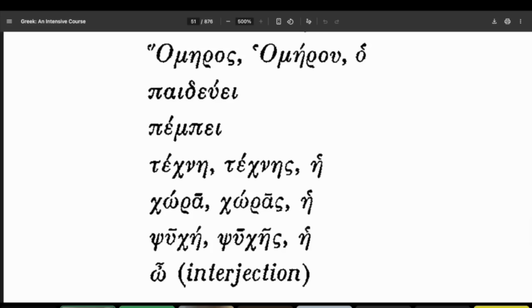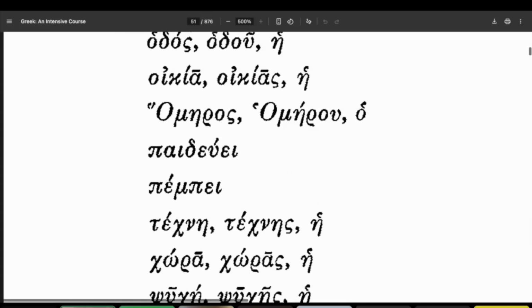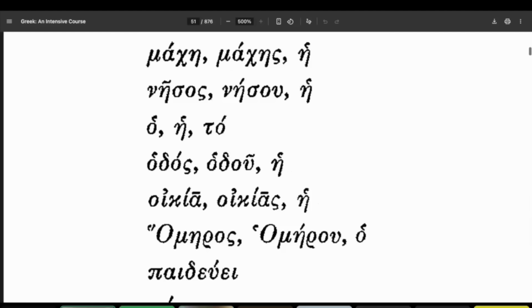To teach. Beautiful. Homer, you know Homer. Oikia. What is an oikia? House. It's a house, yeah. And there's been a bunch of different words for house, and oikia is kind of like the household. It's how the house functions. It's how everything runs. We get economics from it, right?